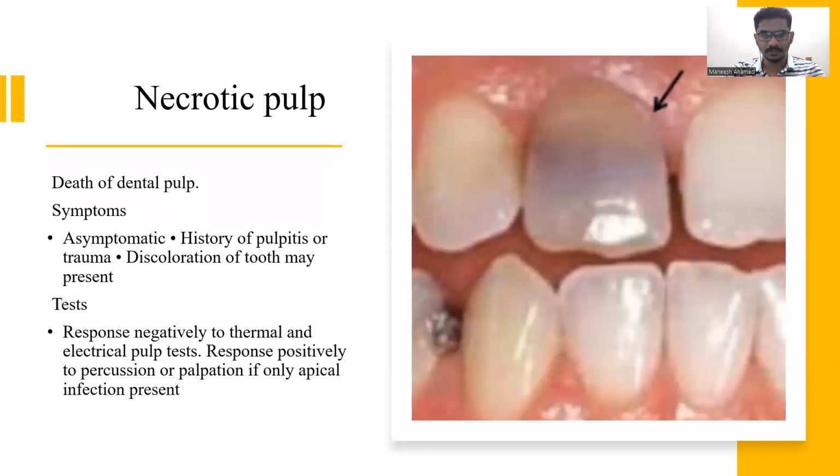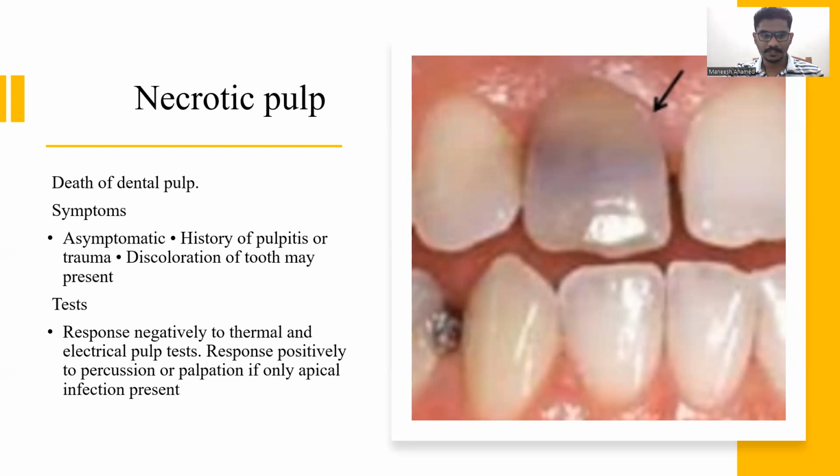The next important diagnosis is the necrotic pulp, which means the death of the dental pulp. Patients can be asymptomatic, but a history of pulpitis or trauma will be there, and discoloration of the tooth may be a clinical sign which is easy to note when the patient comes into the clinic. Tests include a negative response to thermal and electrical tests since the pulp tissue is completely necrosed.